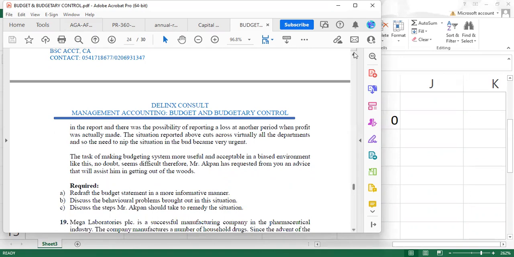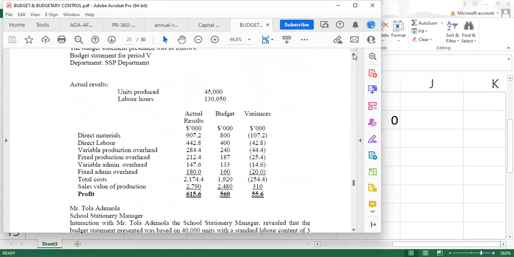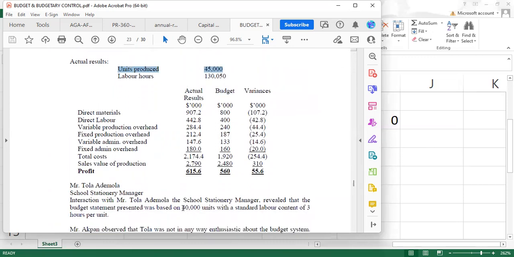Okay. Thank you very much. You're welcome, sir. Okay, so this is the budget given to us, isn't it? We have the actual results, and this is a fixed budget. All the items given to you over here are fixed budget. By the end of the day, they produced how many units? 45,000. So how many did we budget for? 40,000. So it means that all the costs under the budget are all based on 40,000. Those that are driven by units are based on 40,000.